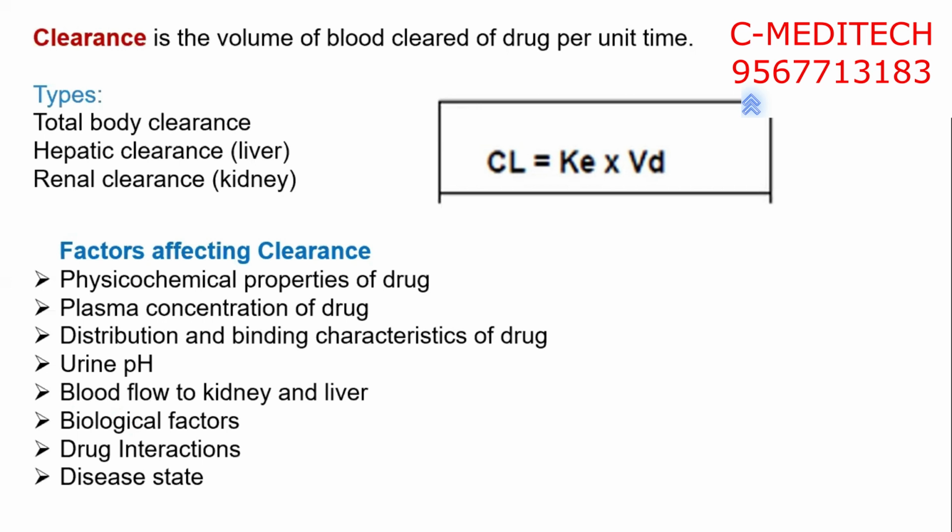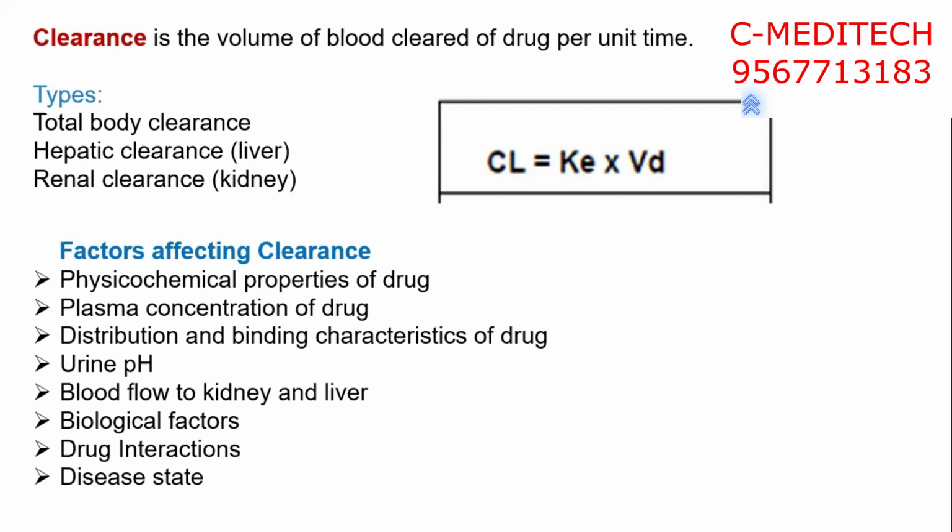Okay, so total body clearance will be the sum of the hepatic clearance and renal clearance, and we have a formula here. Clearance is equal to Ke into Vd, where Ke is the elimination rate constant, and that is multiplied with Vd, or volume of distribution. And then let's see the factors affecting clearance as well. Physicochemical properties of the drug, plasma concentration of the drug, distribution and binding characteristics of the drug, urine pH, blood flow to the kidney and liver, biological factors, drug interactions and disease state.